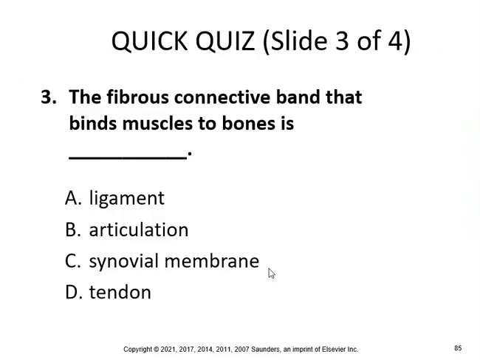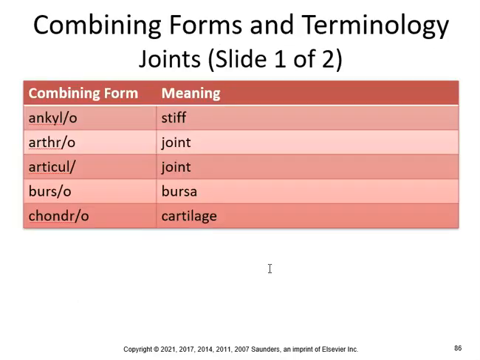Quick quiz. The fibrous connective band that binds muscles to bones is a tendon. Remember, muscle to bone is tendon. Bone to bone is a ligament. So ankylosis is stiff. Okay, so if you have ankylosing spondylitis or ankylosing spondylosis, there's a lot of terminology that you can see in the medical charts.